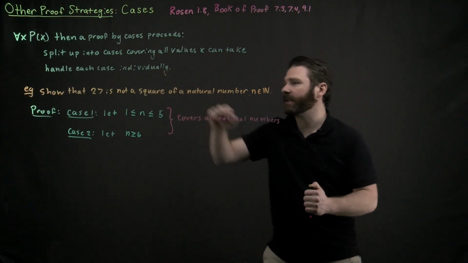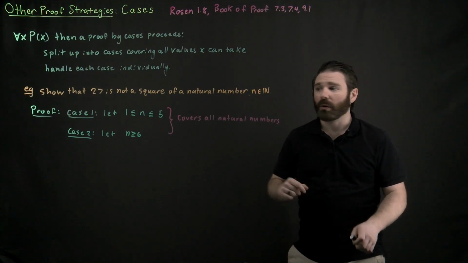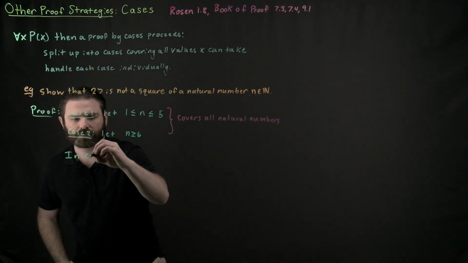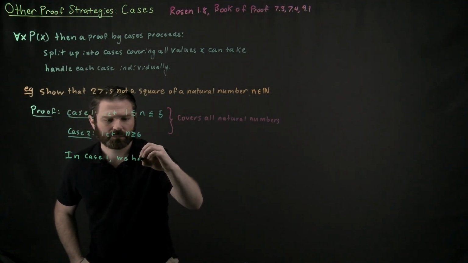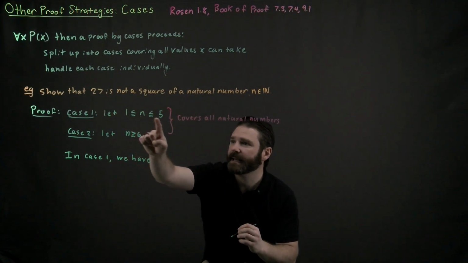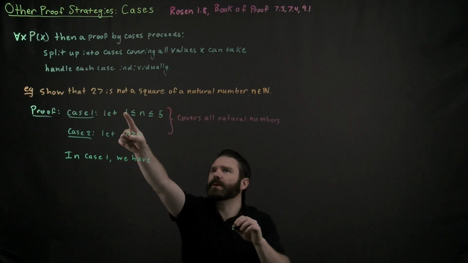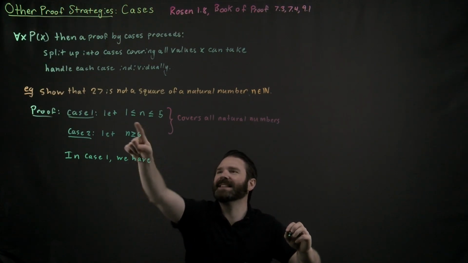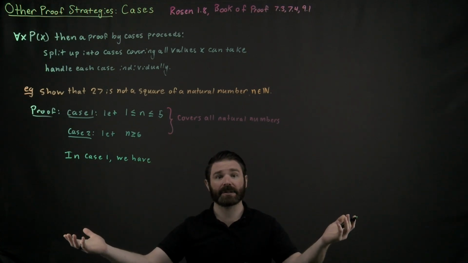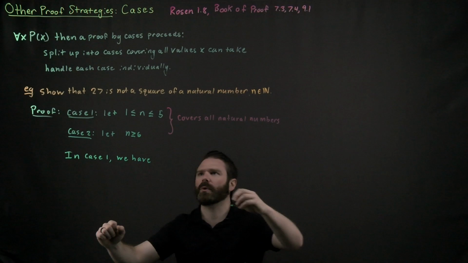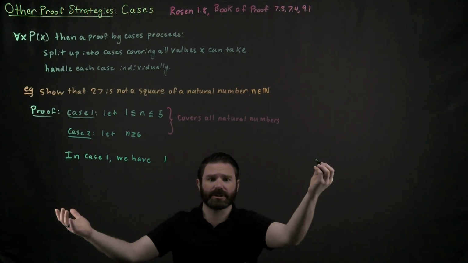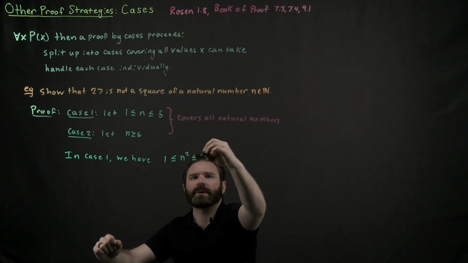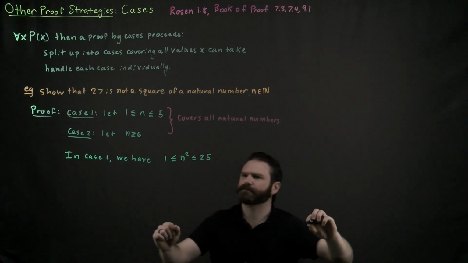So the second step is we have to handle each case individually. So I'm going to start with case 1. I'm going to take this inequality right here, and I'm trying to show that 27 is not the square of a natural number, so it's pretty natural to think of taking this inequality and going ahead and squaring it. If I were to square this entire inequality, I would get 1 squared, which is just 1, is less than or equal to n squared is less than or equal to 25.